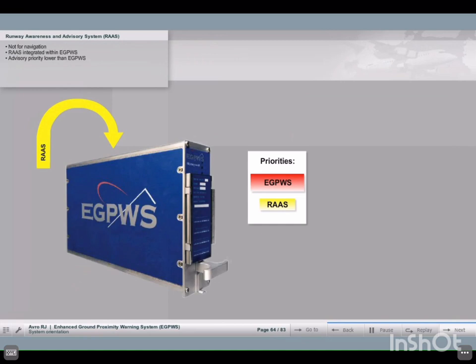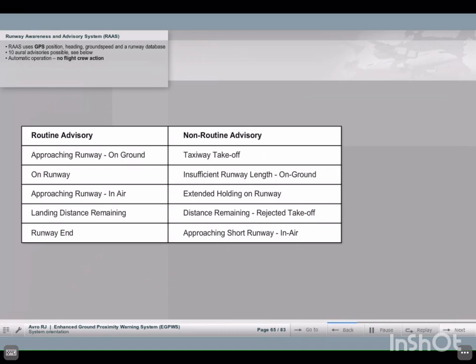The RAAS uses aircraft inputs within the EGPWS, such as GPS position, heading, ground speed, and runway database, to generate the 10 oral advisories shown here. Note that GPS availability is a requirement for the operation of RAAS. RAAS operates automatically without any action required from the flight crew.